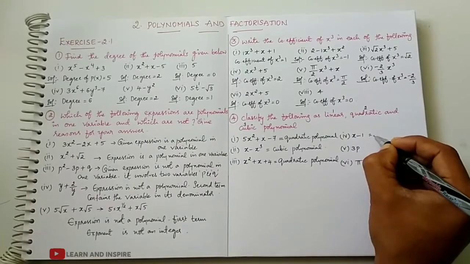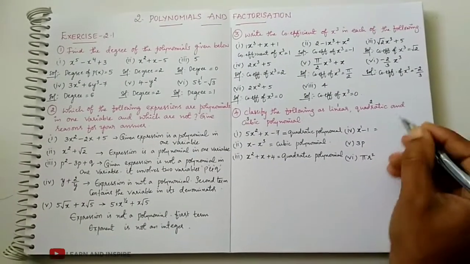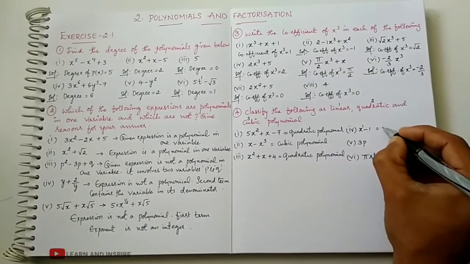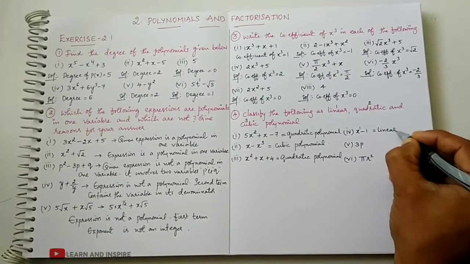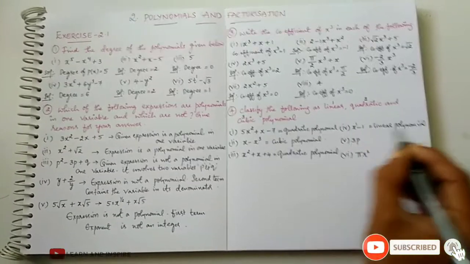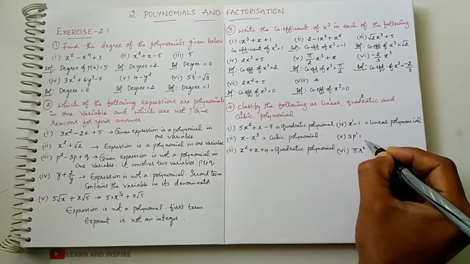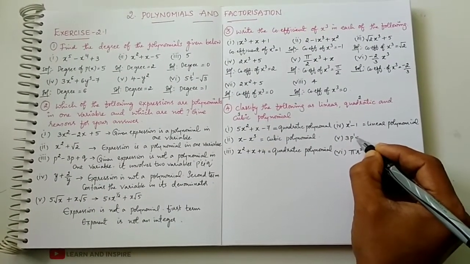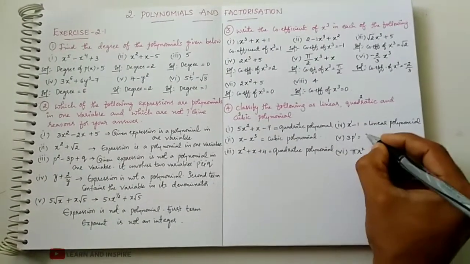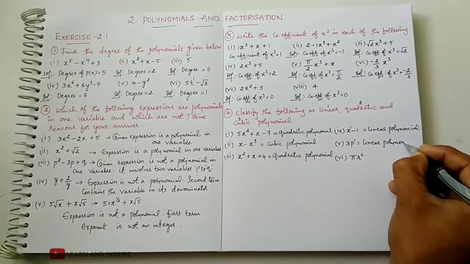Fourth one, x minus 1. So what is the degree of the polynomial? So degree of the polynomial is 1. So if it is 1, we can say it is a linear polynomial. Fifth one, 3p. So here power is 1. If the degree of the polynomial is 1, then it is a linear polynomial.